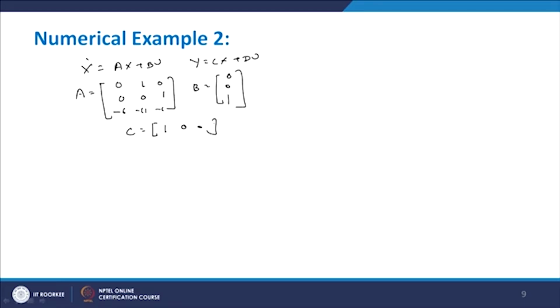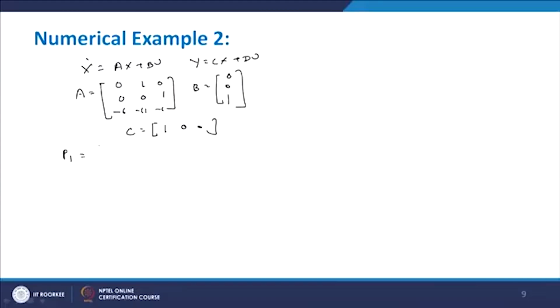Now, what is our first step? The first step is to get P1, then A1, and so on. We write P1 equal to I, the identity matrix, [1 0 0; 0 1 0; 0 0 1]. Now we have P1. To get A1: A1 equals minus the trace of the given matrix. The trace is 0 plus 0 plus minus 6, which is minus 6, and with the minus sign we get 6. So A1 equals 6.